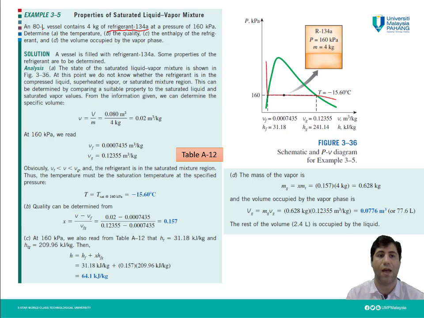In this example we have a vessel. We know its volume. It is 80 liters, and it also contains 4 kilogram of this refrigerant, and the pressure of the refrigerant is also given, which is 160 kilopascal. Then we need to determine the temperature, the quality, which is X, the enthalpy of the refrigerant, H, and also the volume occupied by the vapor phase, or V of gas actually.